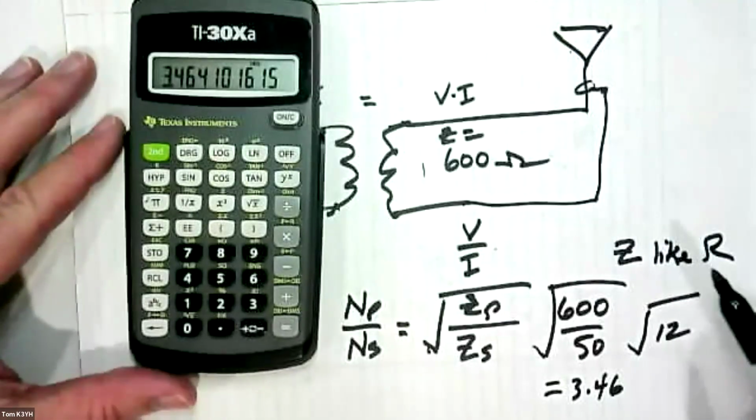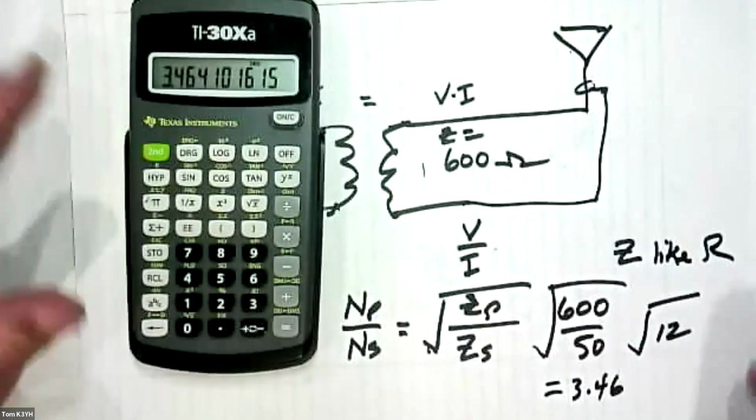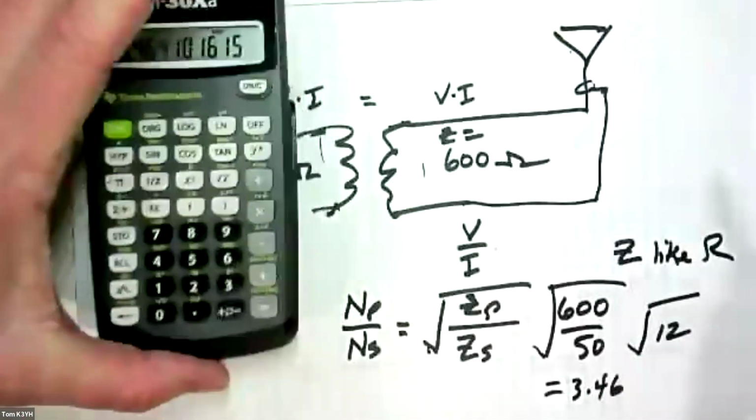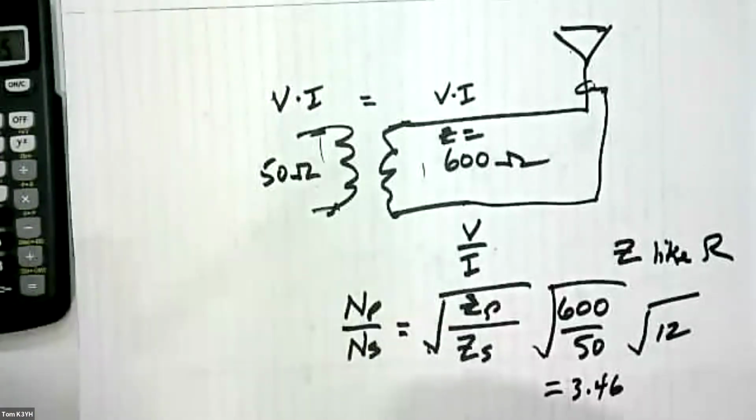Okay, so the turns ratio is all they ask you about. They don't tell you how many turns on each side. And the answer is 3.46, and actually the selections are like 3.5. The answer is 3.5. Let me show you something. What page? This is on 4-24.